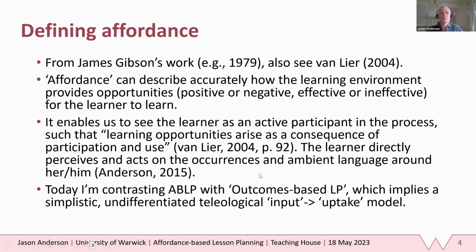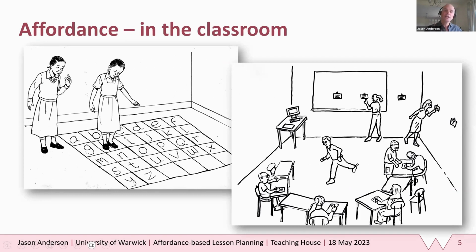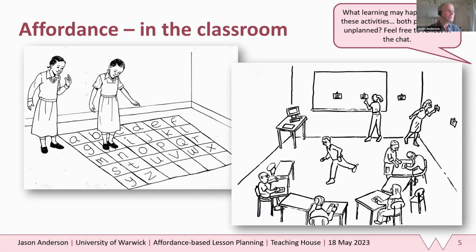So there we go, a definition of affordance that links both to Gibson's original work and Leo van Lier's. Let's have a look at some examples in the classroom. Here are two images I've taken from different sources that show learners in a classroom doing something. We can see two girls in the image on the left. Let's imagine they're primary school learners at early levels of literacy in their English language learning. And they're playing a game on a board where they have to spell words by standing on the right letters.